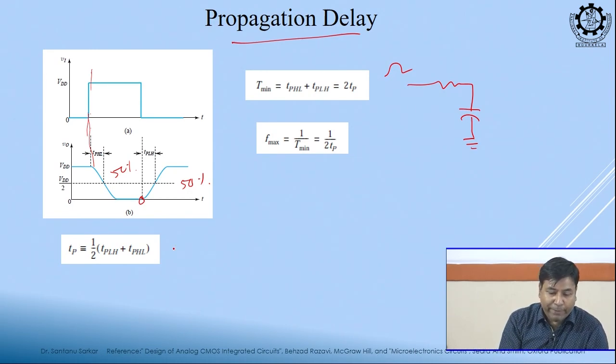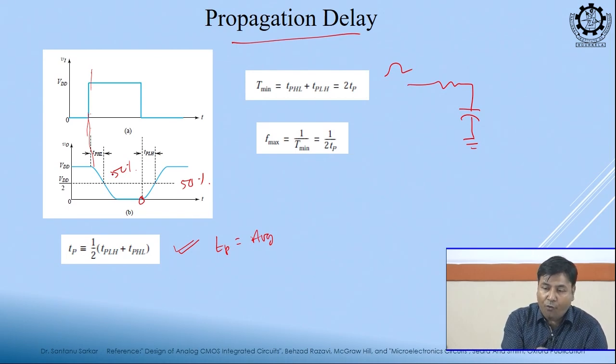If I ask you what is the average delay, you can sum them and divide by 2. That average delay is your propagation delay. So, propagation delay is your average delay.